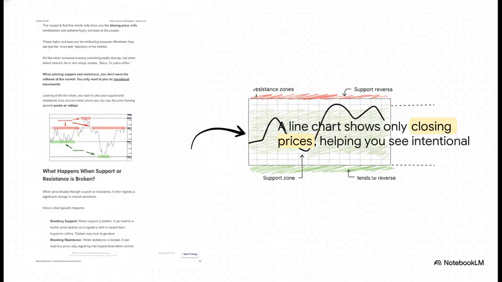And hey, here's a little pro tip for you. If you want to see these zones more clearly, try switching your chart over to a line chart. A line chart gets rid of all that noise, all those spiky wicks, because it only shows you the closing price. It really helps you focus on the more intentional moves and see the broad zones where the price actually reverses.